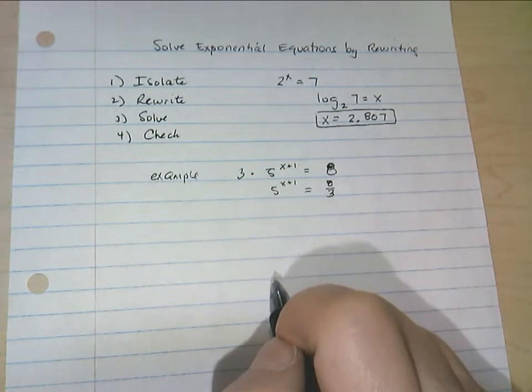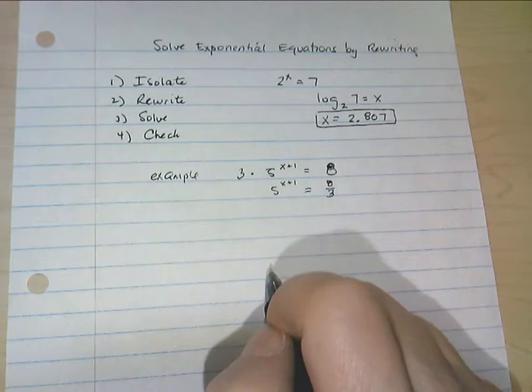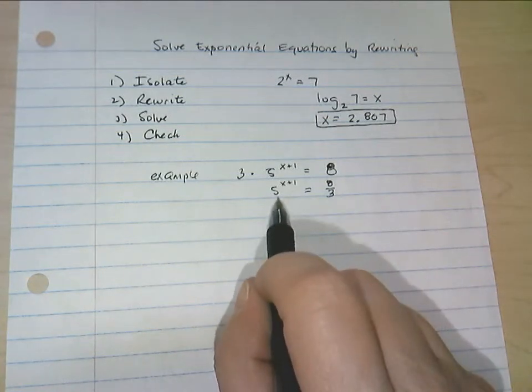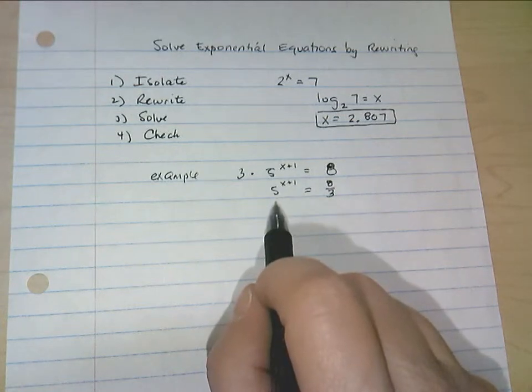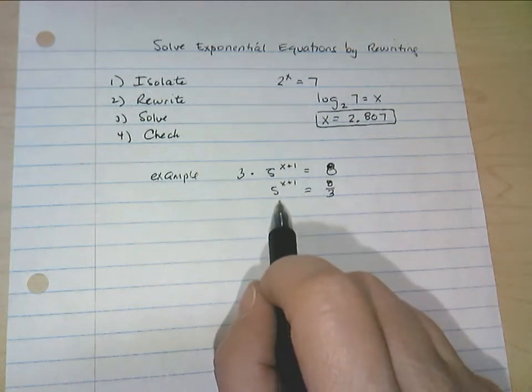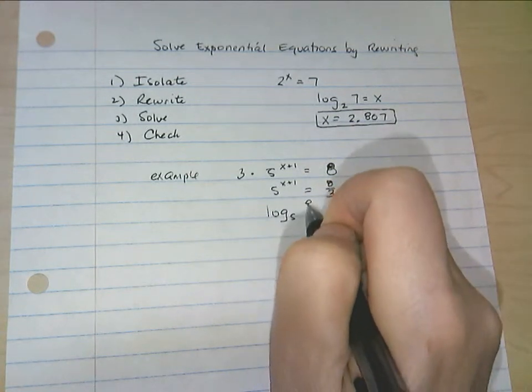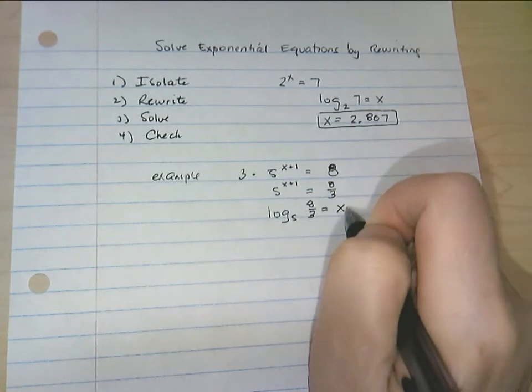And I tend to keep my fractions there. It's a lot easier. I don't have to go to my calculator and keep checking what things are. Now this term 5 to the x plus 1 is isolated. There's nothing around on the outside, so I can rewrite it as a logarithm. I would have log base 5 of 8/3 equal x plus 1.